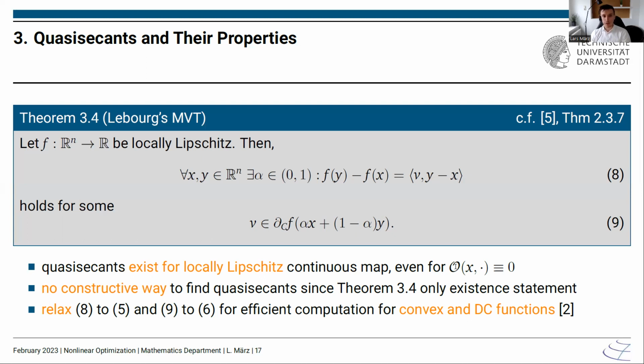So what we do is we relax these two conditions to the conditions we had before in our definition of quasisecants, to allow for efficient computation of quasisecants, at least for convex maps and DC functions. DC functions are functions which can be represented as a difference of two convex functions.